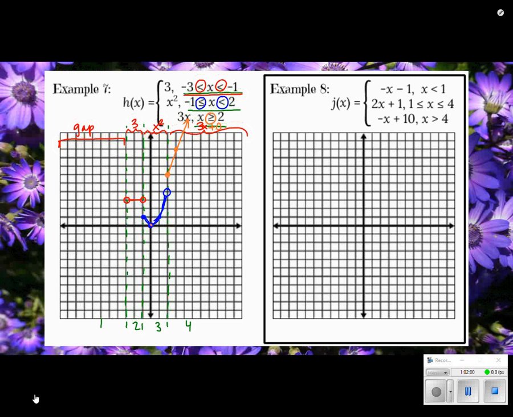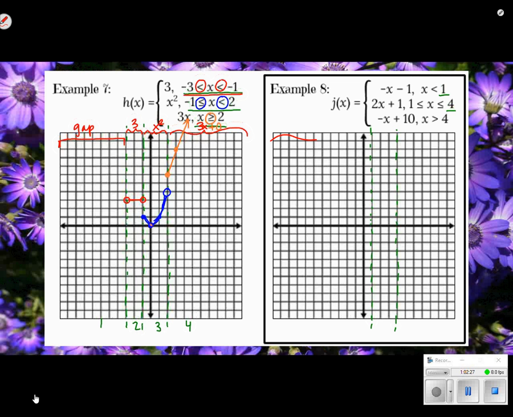All right, can you figure out where to graph our vertical lines? We need to graph at 1 and at 4. And then the rest of those are just repeats. So 1, 2, 3, 4. So I've cut the plane into 3 parts, and I have 3 pieces, so that's nice.